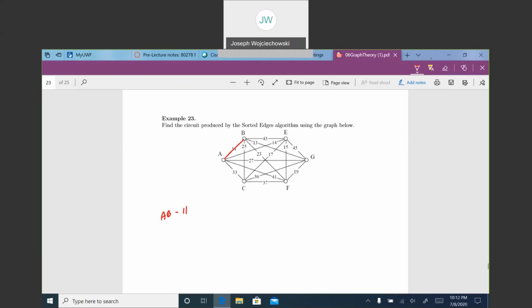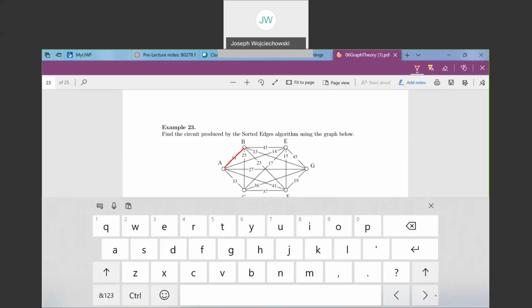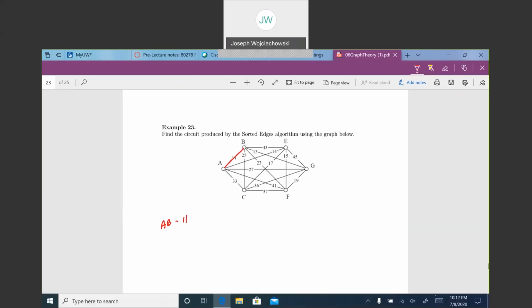Okay, I see a 13. Are there any 12s? No. So this one here, B to G, which is 13. I have a 14 here, A to E, which is 14. Now I can't go back to A or B at all again.